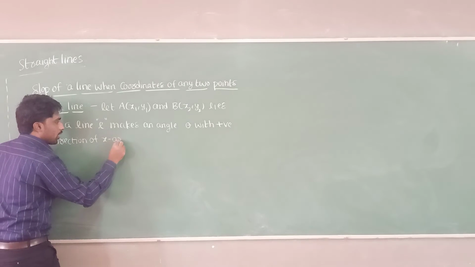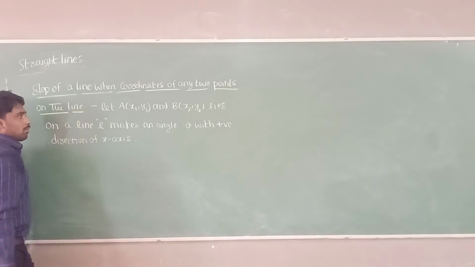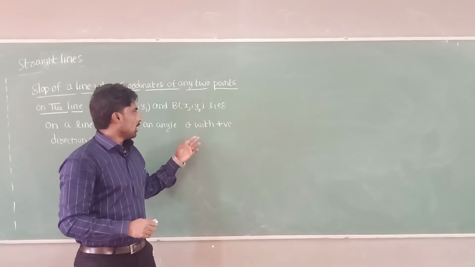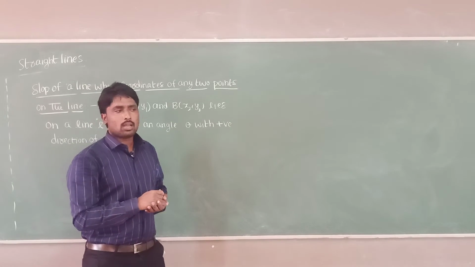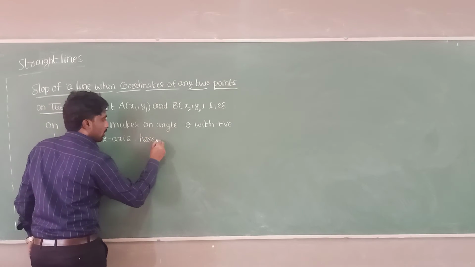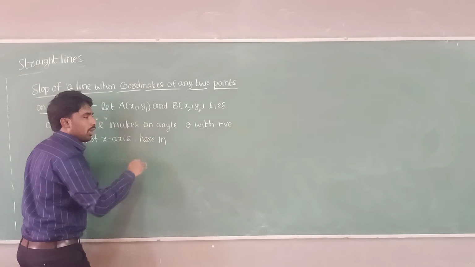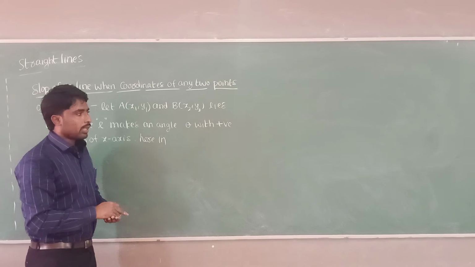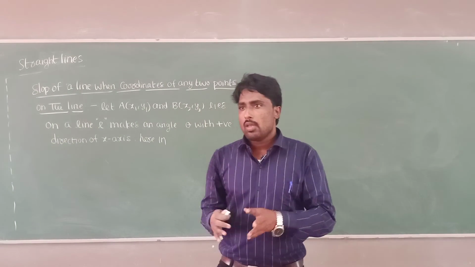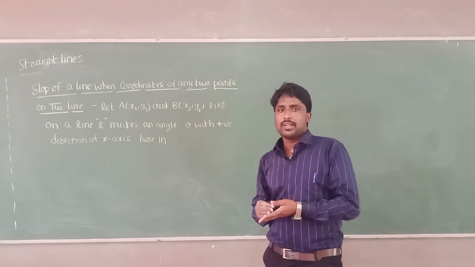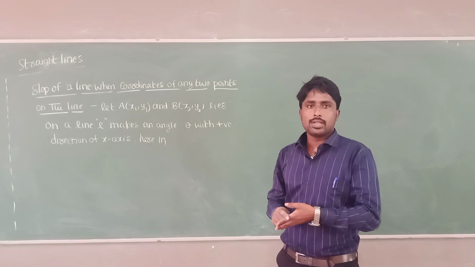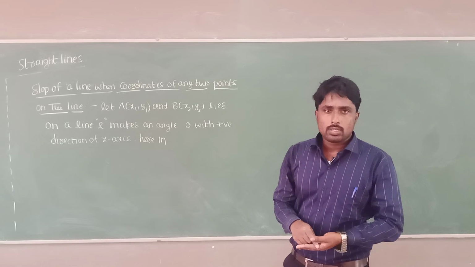Here you will get a doubt. A line makes an angle theta with the positive direction of the x-axis, but theta is the inclination of a line. Here the inclination of a line may be acute or obtuse. So what is an acute angle and an obtuse angle? If an angle lies between 0 and 90 degrees, that becomes acute. If an angle is more than 90 degrees, that becomes an obtuse angle.